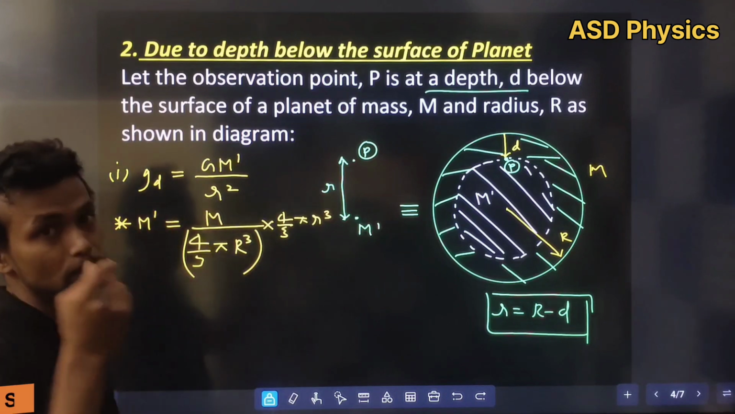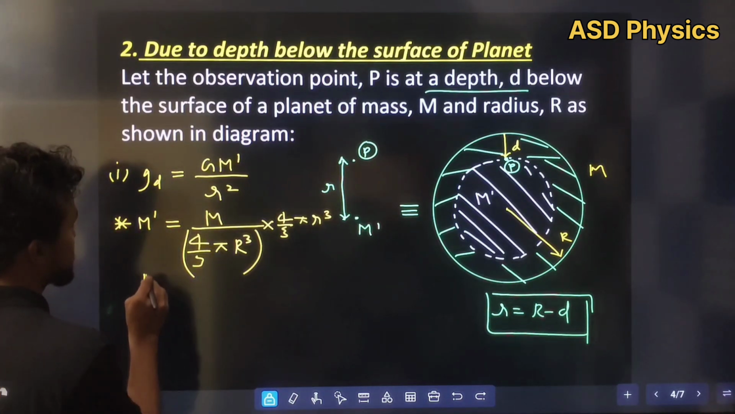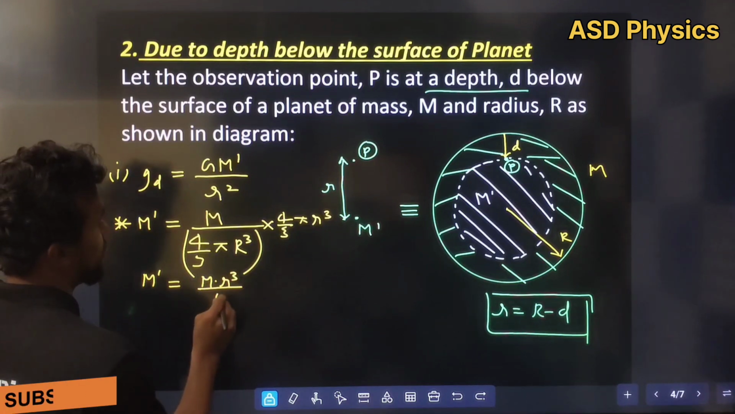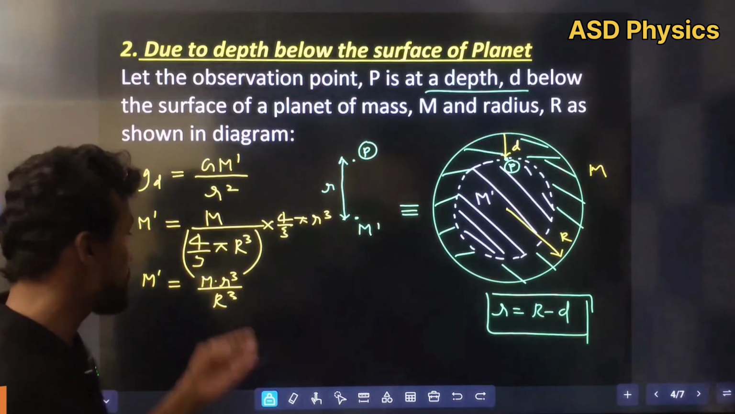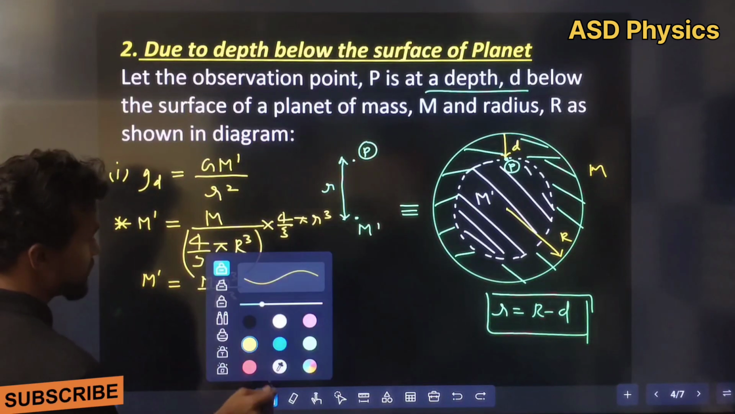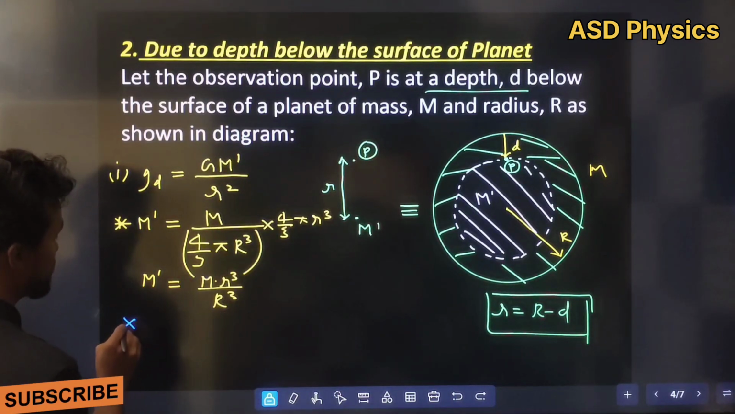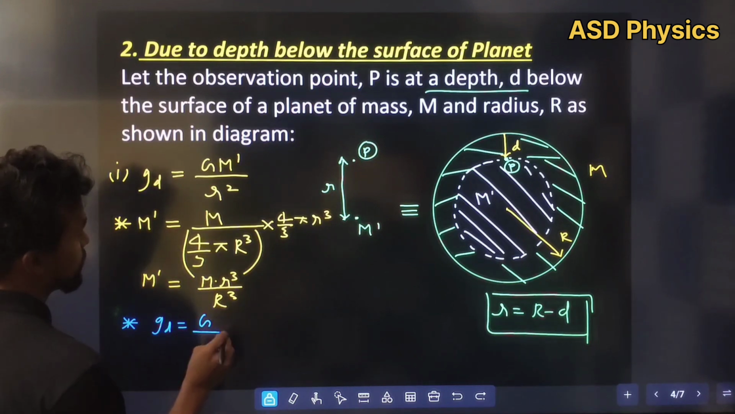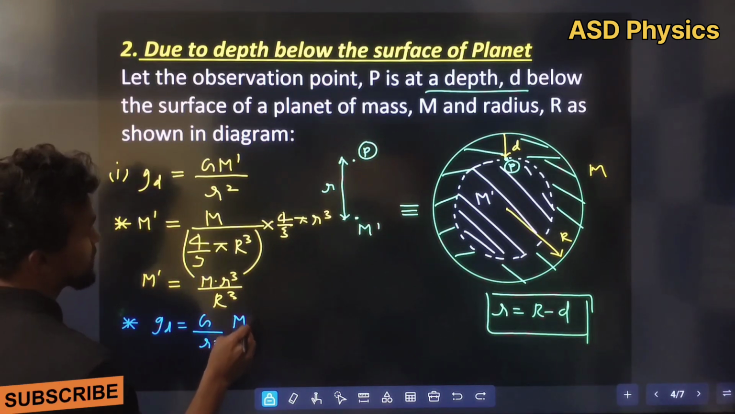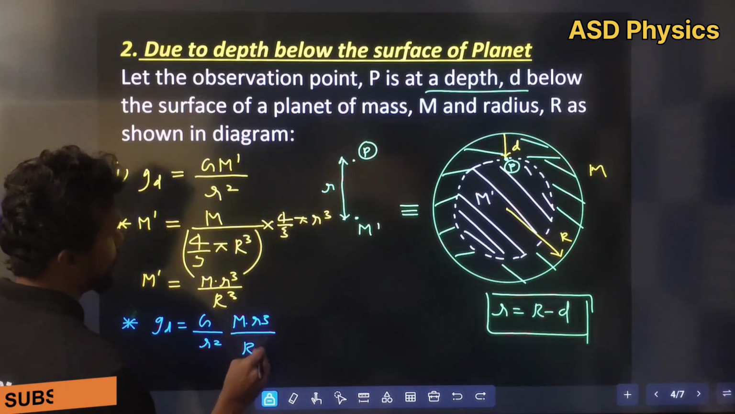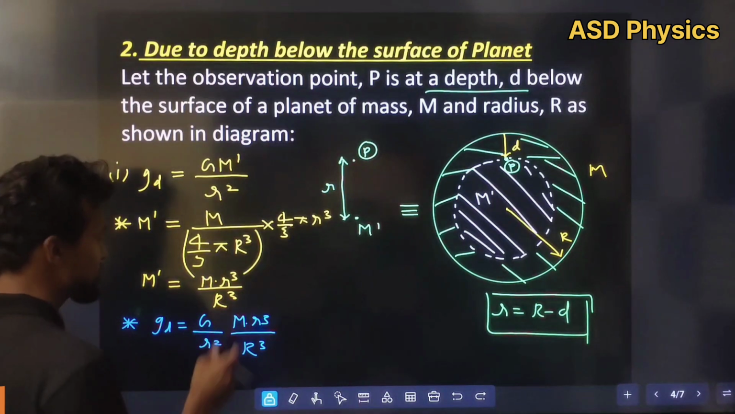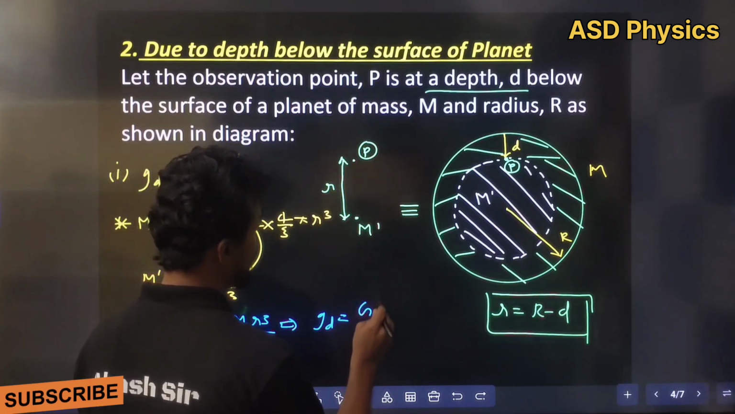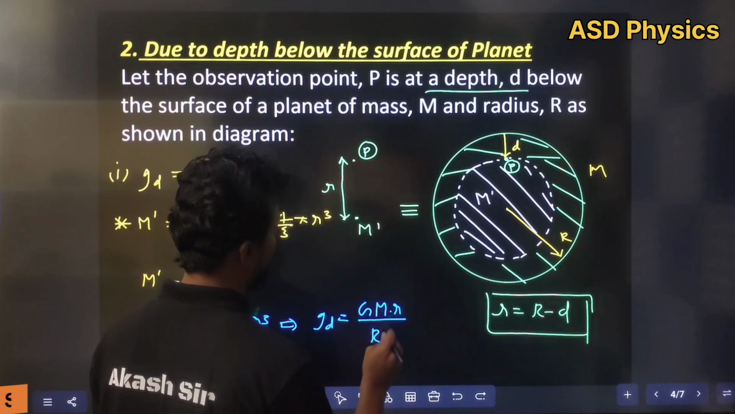Then 4 by 3 pi, 4 by 3 pi cancel. Then this m dash value will come m into small r cube by capital R cube. Okay, this m dash value I will replace here. So this GD is equal to G by R square, and here m dash value m into r cube by capital R cube. So again this R square will cancel out, and it will come Gm into r by R cube.